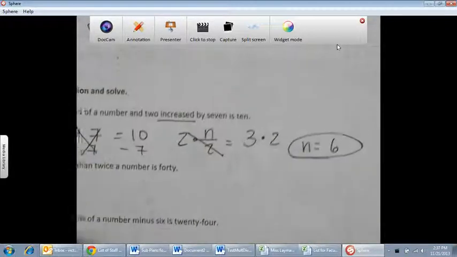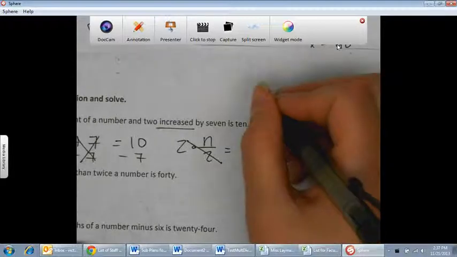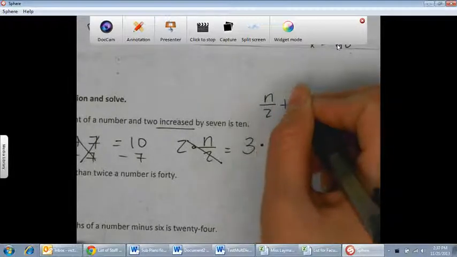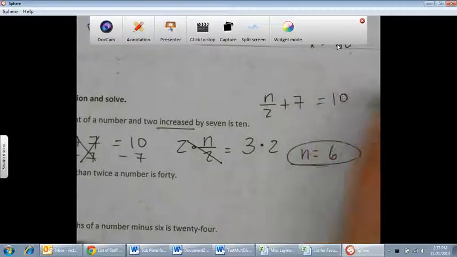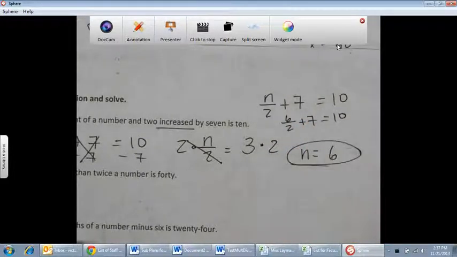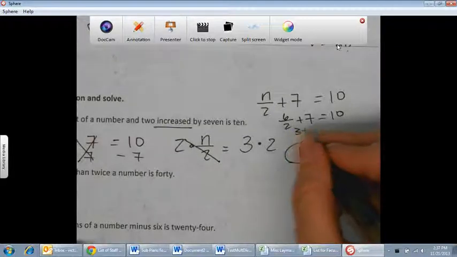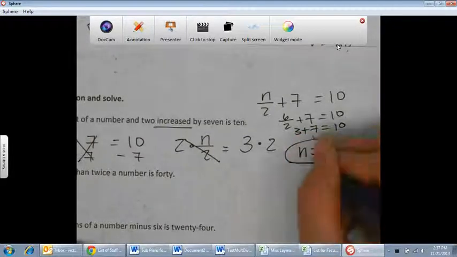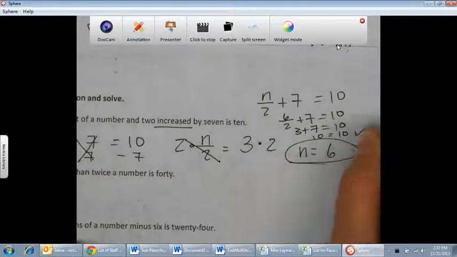And if you wanted to check yourself, your original equation was this. If you plug it back in, 6 over 2 plus 7 should give you 10. That'll give you 3 plus 7 equals 10, and 10 does equal 10. So you know that you were correct.